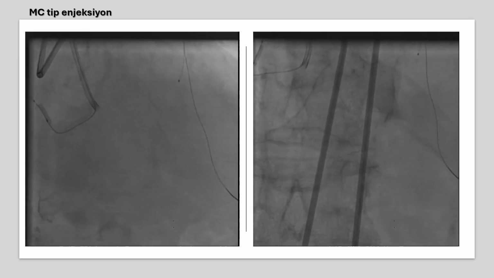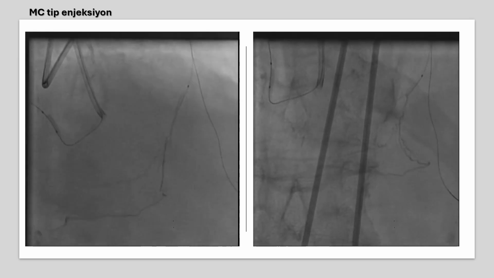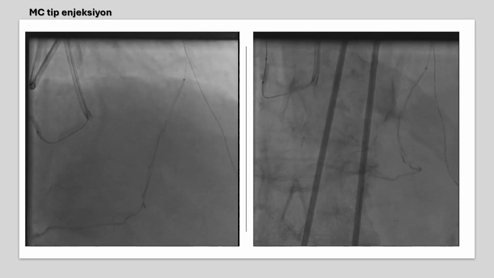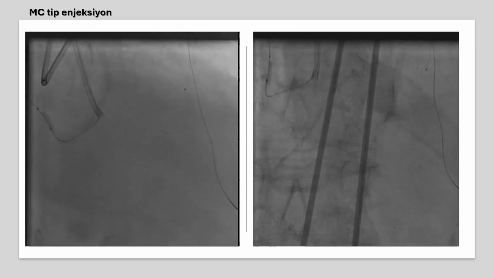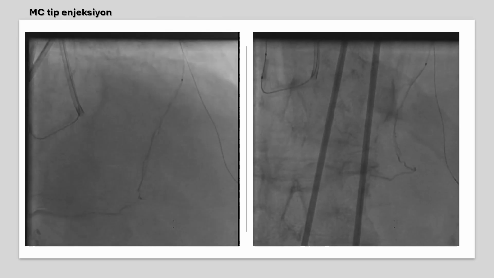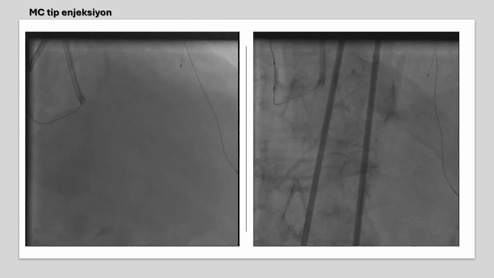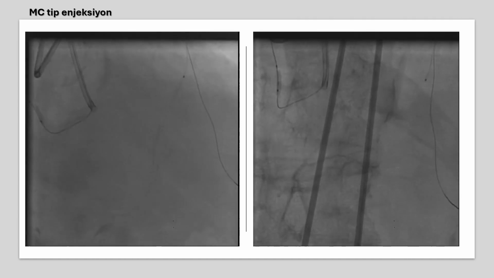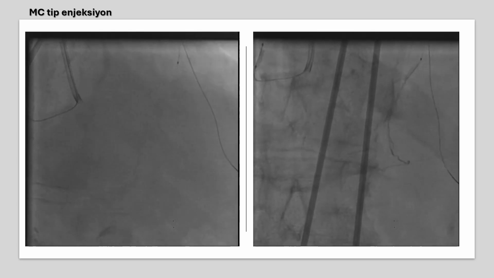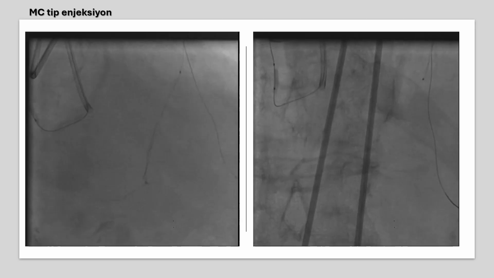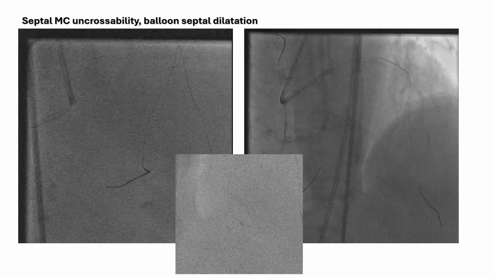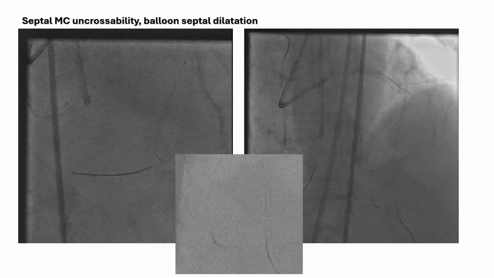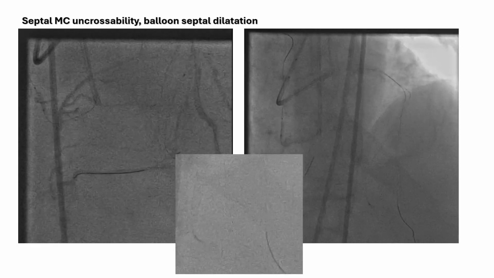You can see the safety wire we placed in the LAD. Then we entered the septal artery originating from the midsection with a Fine Cross microcatheter. You can see the tip injection of the distal septal branch. There was a CC2 septal collateral connection. A Samurai RC wire successfully passed from this septal branch to the RCA.